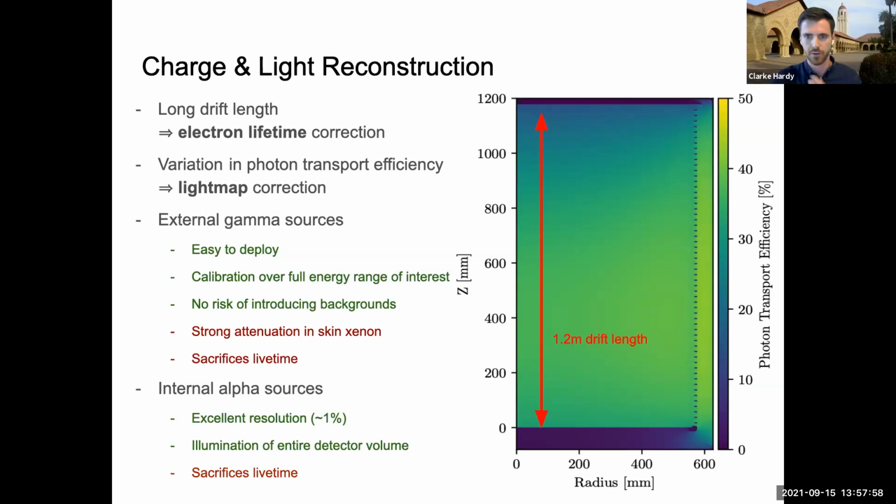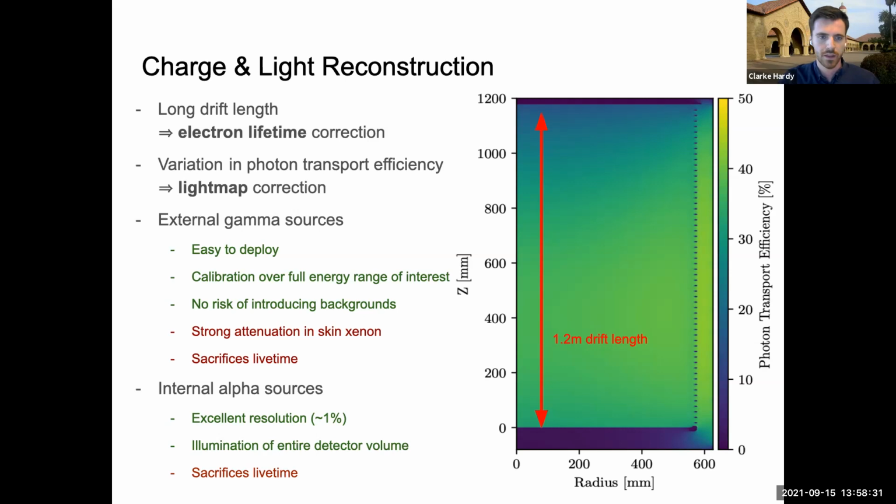I'll give a brief overview of why this work is necessary. As you can see from this plot on the right, we have quite a long drift length of 1.2 meters, significantly longer than in EXO-200. This plot also shows the variations in the photon transport efficiency across the TPC, and as you can see, there's a significant variation. So these necessitate 2 important corrections to achieve our energy resolution goal: the electron lifetime, and the position-dependent photon transport efficiency, which we call the light map.